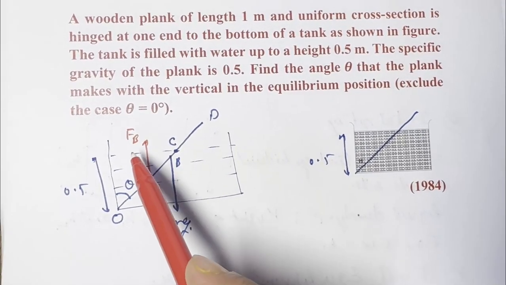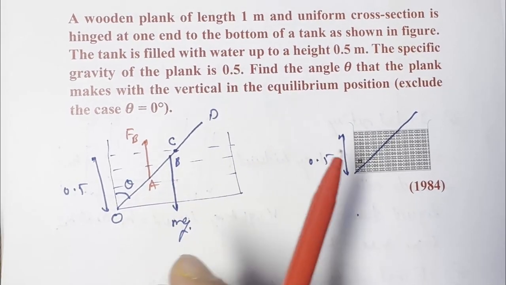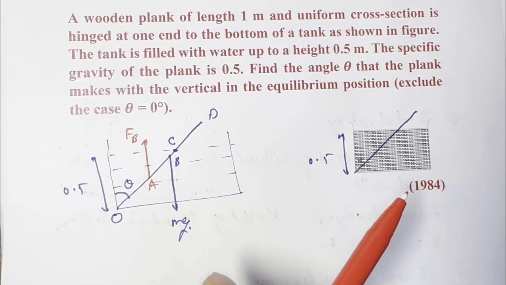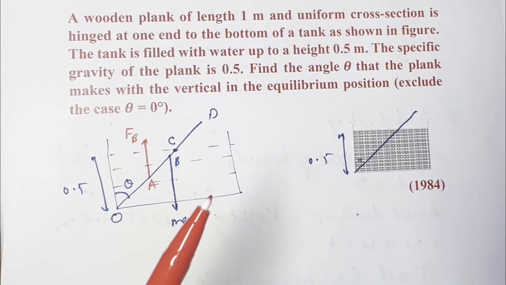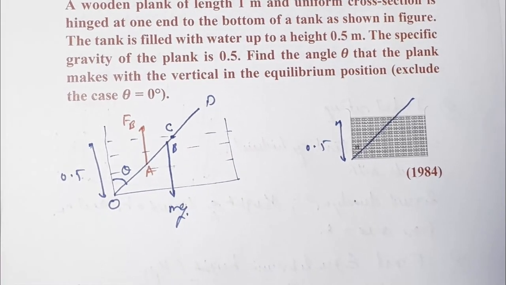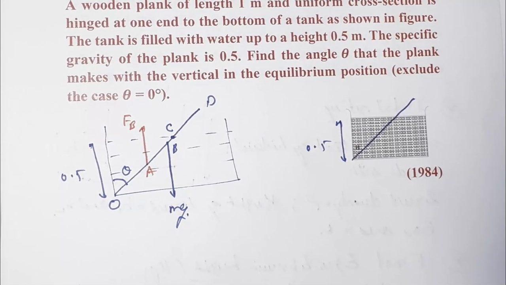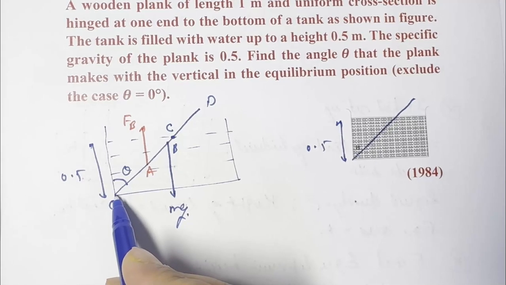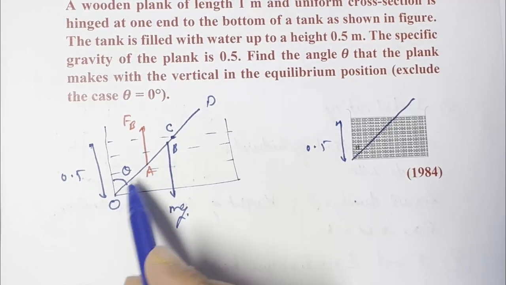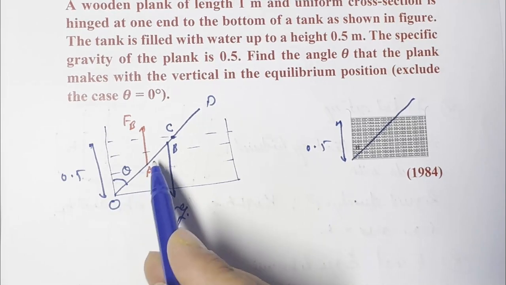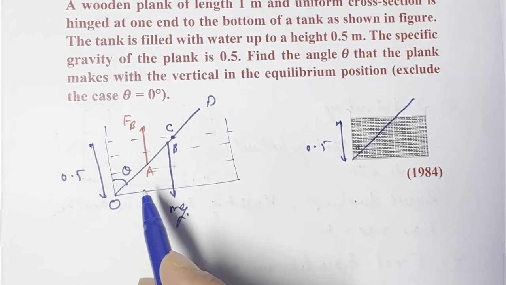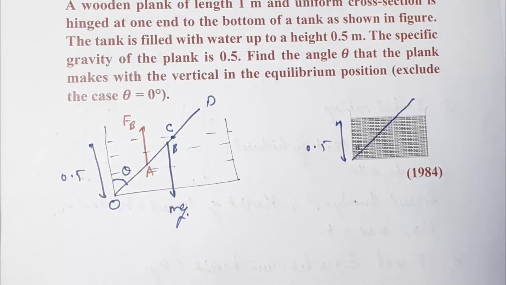So we have two forces, FB and mg, and they will be producing a torque. One will be clockwise, another will be counterclockwise, and at equilibrium both the torques should be equal. Other than these two forces, there will also be a force acting at this point O, but we are going to take the torque with respect to point O, so that value will be equal to 0. Okay. So let us start from there only.